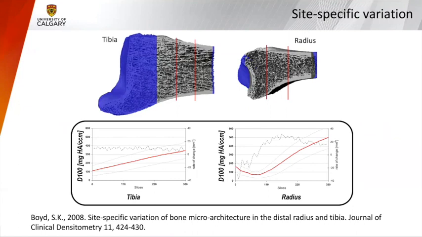A long time ago, I had some fun doing a study where we looked at the variation in the morphological parameters using cadaver data if we scan slightly proximally or slightly distally. For both the tibia and the radius, it makes quite a big difference in your results, and that's particularly important in the radius. So it emphasizes why you need 3D registration.